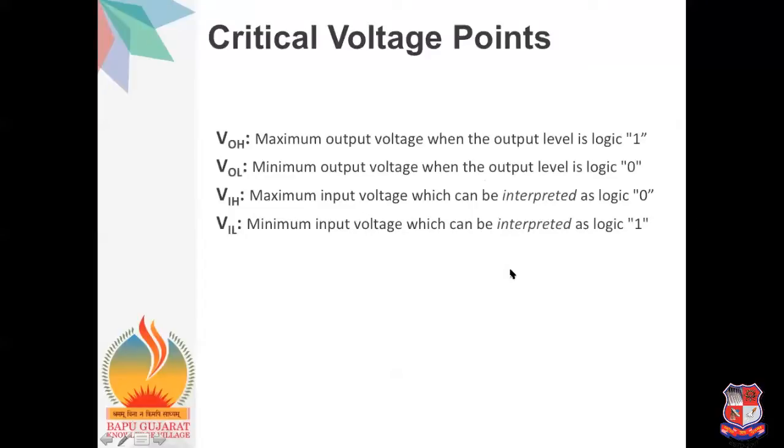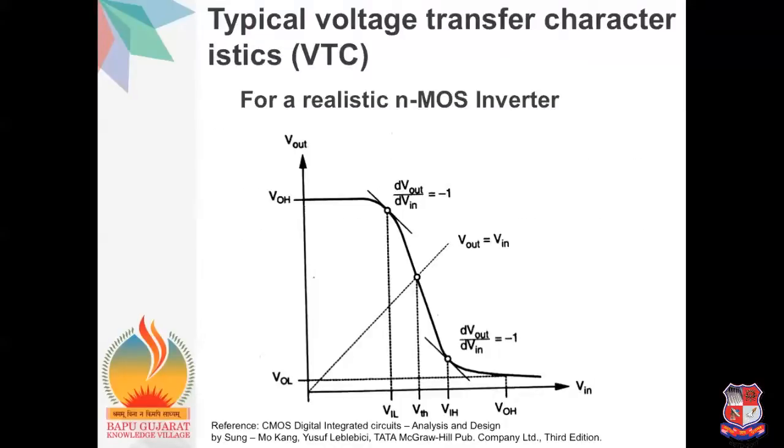Here VIL, VIH, VOH and VOL are the critical voltage points. VOH means the maximum output voltage when the output level is logic 1. VOL is the minimum output voltage when the output level is logic 0. VIL is the maximum input voltage which can be interpreted as a logic 0, and VIH is the minimum input voltage which can be interpreted as logic 1. So these are the four critical points, and the fifth one is the threshold voltage VTH. So this is the typical voltage transfer characteristics for the nMOS inverter.